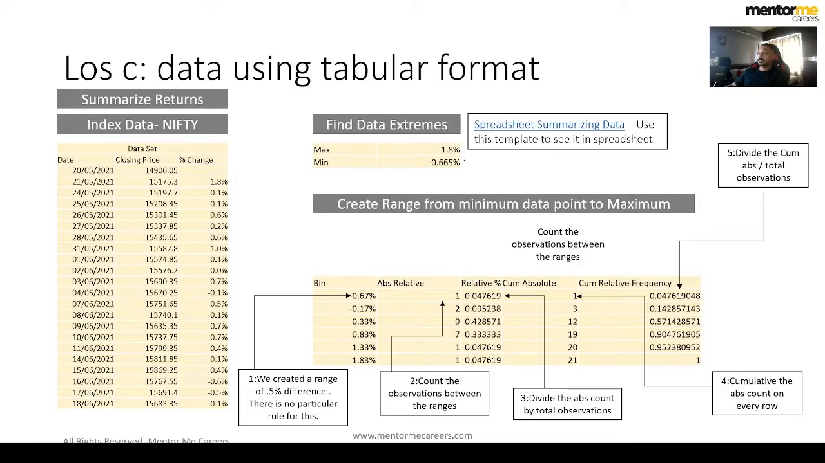But first, let's explain, right? So this is again my data set. I have some trading days out here. I have closing prices of Nifty, and I have the daily percentage change, or by how much the index values are changing, in the third column, right? Now, the LOS says tabular format. How do we analyze on the basis of tabular format?